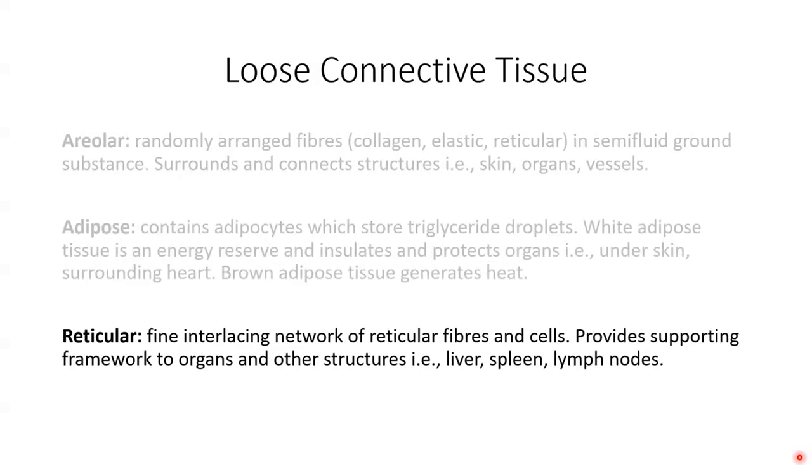Reticular connective tissue is a fine interlacing network of reticular fibres and reticular cells. Our reticular cells are the specific type of fibroblast that produces reticular fibres. Reticular connective tissue forms the supporting framework of soft organs such as the liver, spleen, and lymph nodes, as well as the basement membrane, which is like the bottom layer of epithelial tissue, and also layers surrounding blood vessels and muscles.